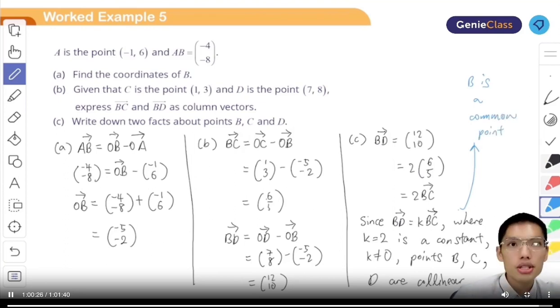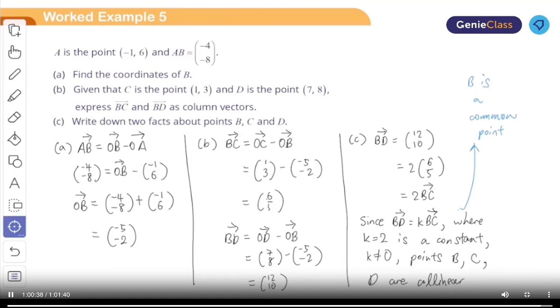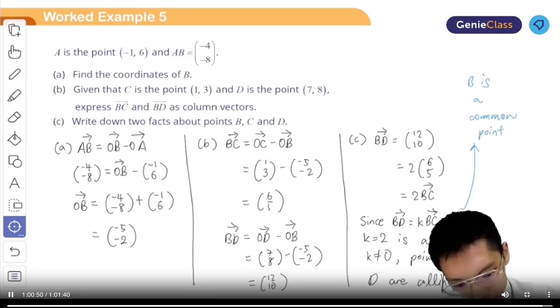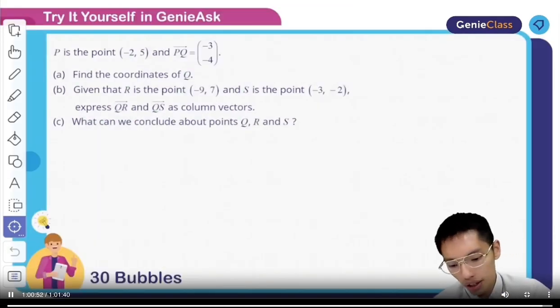Let me just make myself disappear so you can see it clearly. Yes, okay. So these are the few things to take note. You have to show that BD is parallel to BC, where K is a constant and non-zero. B is a common point, and to show that they are collinear. And to solve this question, visualize it, try it yourself. So give it a try.